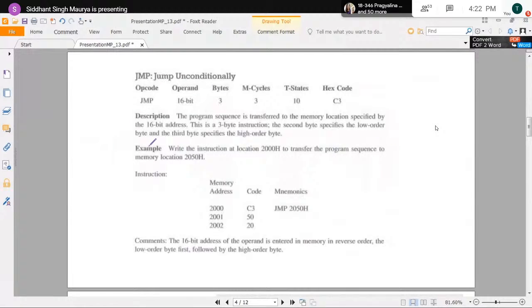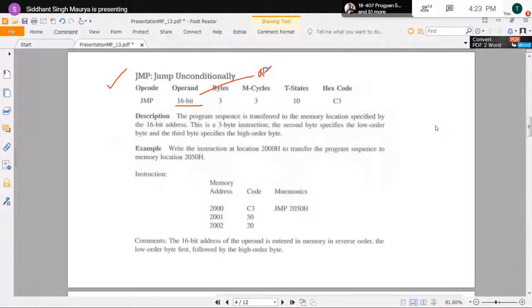So let us see the first thing. What is the first thing? The first is jump unconditional. This instruction is called jump unconditionally. Jump, then the operand is 16. What is this operand? This is the opcode, and this is a 16-bit operand. Basically, this is the address.